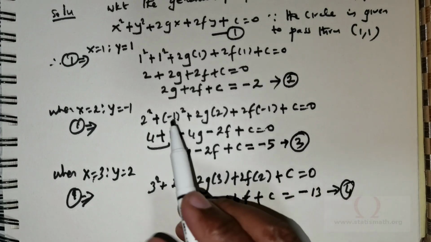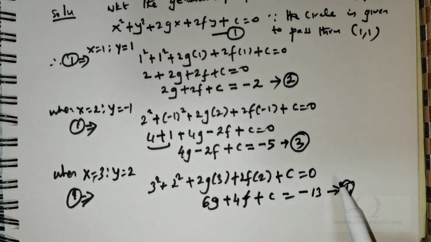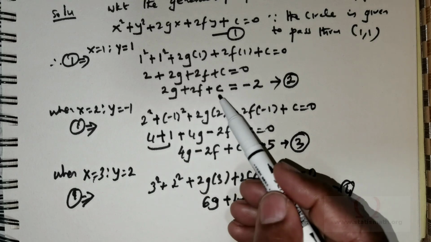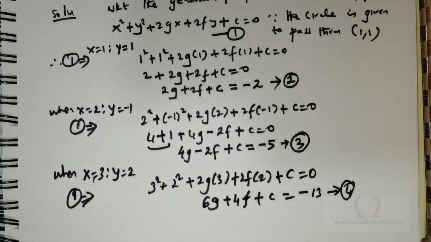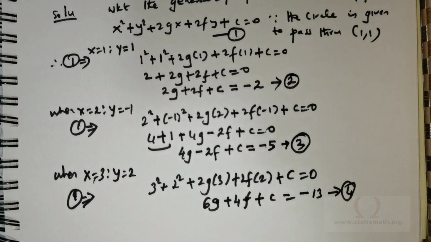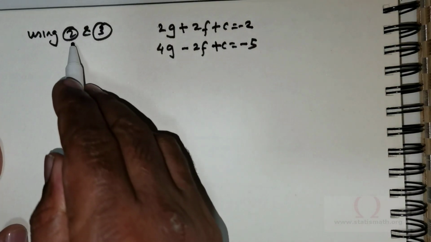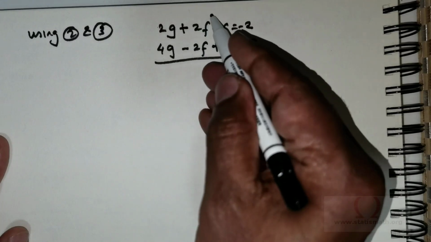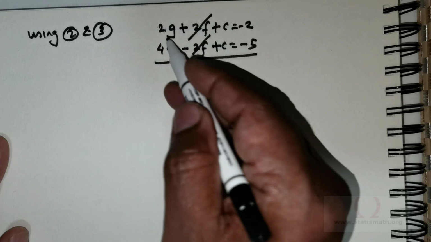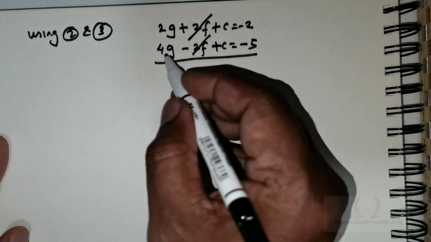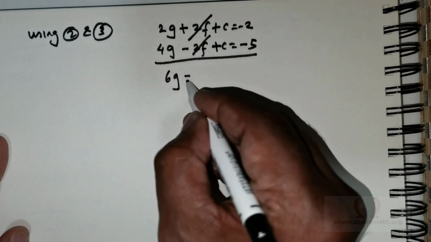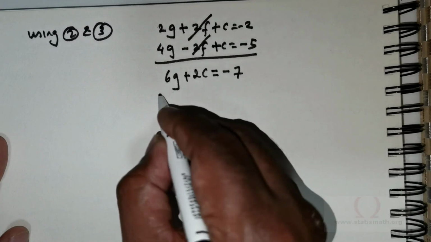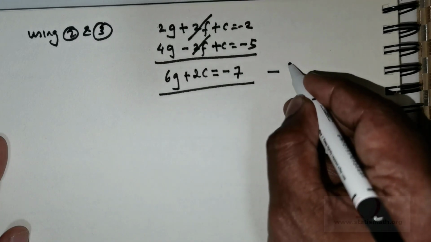So now what we have to do is simplify 2, 3 and 4. In other words, eliminate one variable, either g or f or c, and then obtain the values for g, f and c, and let us do that. So we would be first using 2 and 3, and adding these two, we would get 2f being removed out, and this is going to be giving me 6g plus 2c is equal to -7. Let me name this as 5.